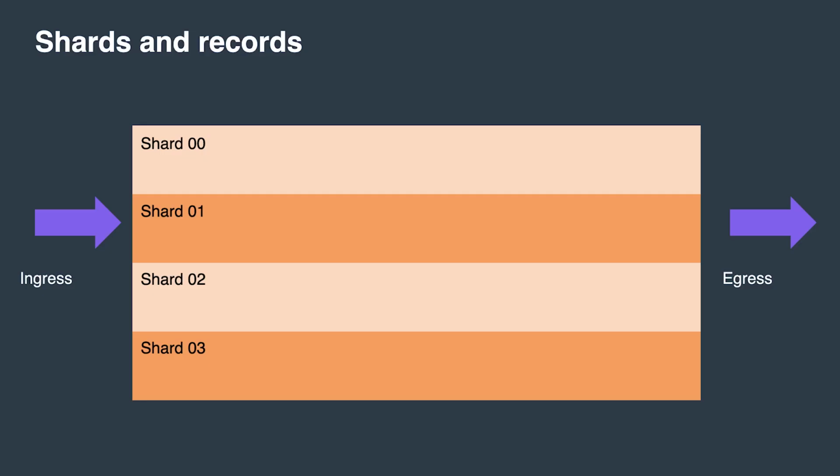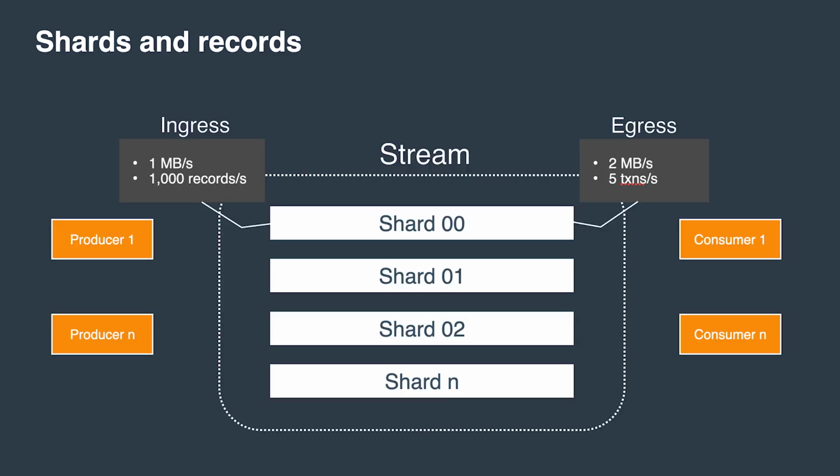No matter which mode you select, on demand or provision, you are going to have shards in your stream. A shard is a uniquely sequence of data records in a stream and provides a fixed unit of capacity. Each shard can support 5 read transactions per second or 2 megabytes per second, and they can write up to 1,000 records per second, up to a maximum total write of 1 megabyte per second.